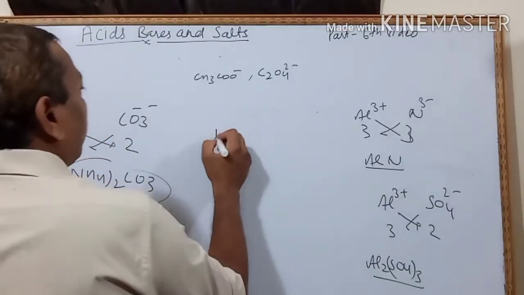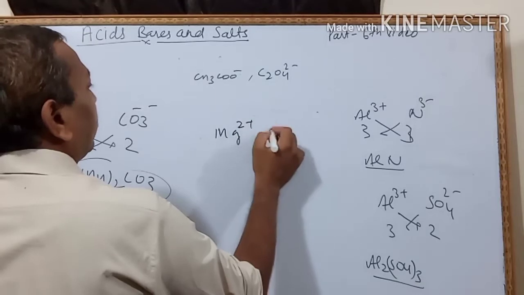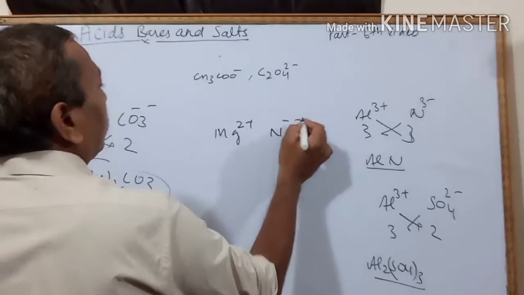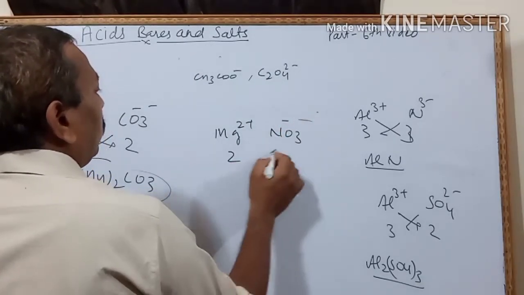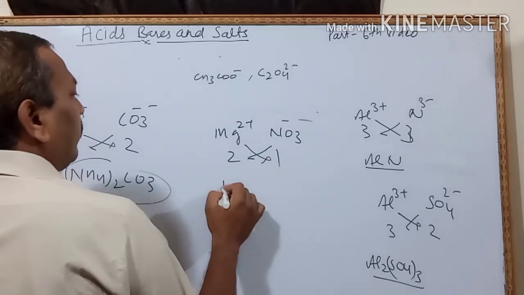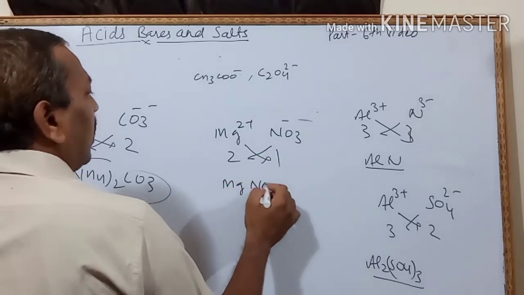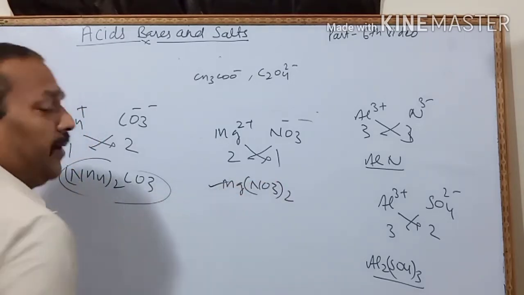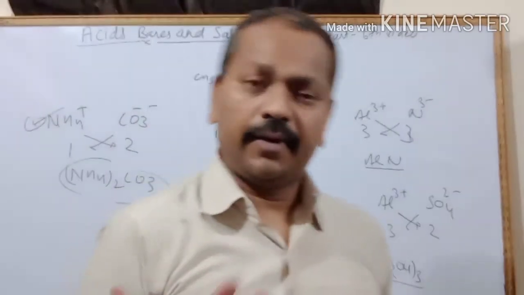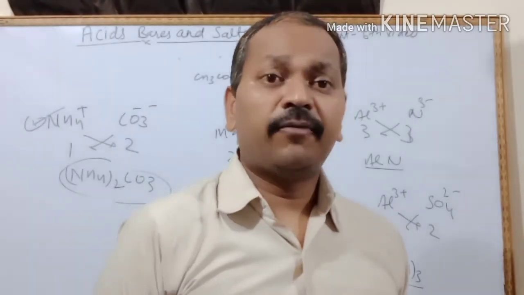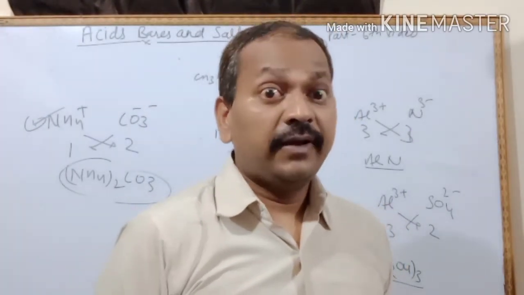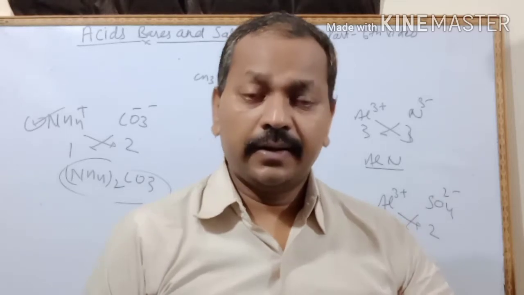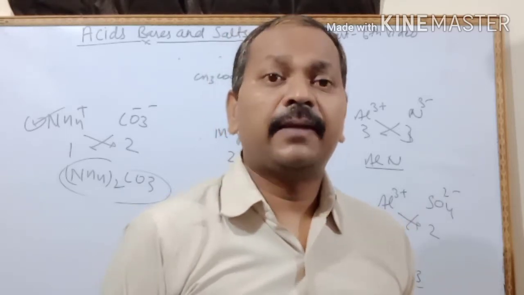Now magnesium nitrate: Mg 2 plus and NO3 1 negative, valency 2 and 1. So the formula will be Mg(NO3)2. This is the way ions are given, and we can form the salt. It is a good skill to learn how to write a chemical formula with the help of ions.